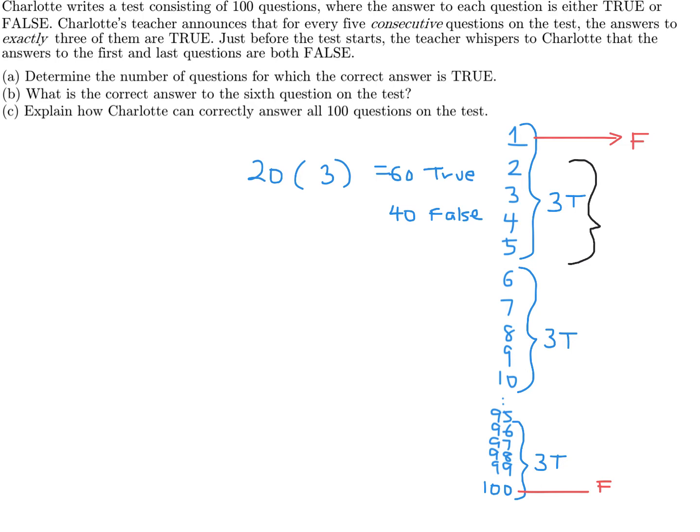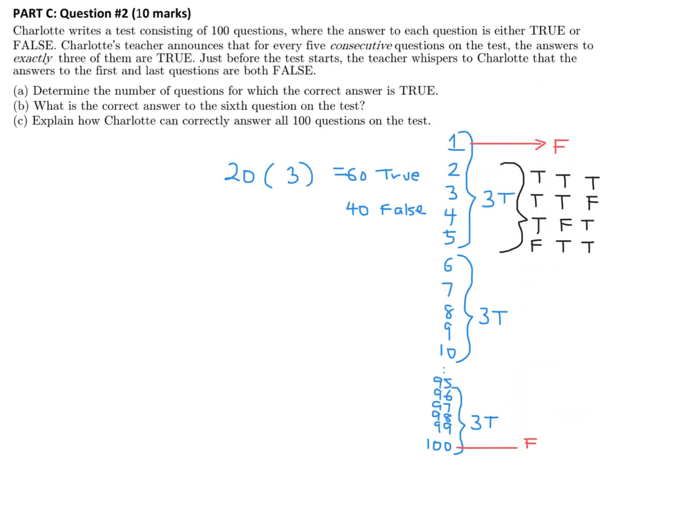And of course, there's several ways of doing that. There's true, true, true, false. That's one way. There's true, true, false, true. There's true, false, true, true. And then I guess the other way would be to make the first one false, so it'd be false, true, true, true. These are the scenarios to satisfy the fact that 5 consecutive questions have at least 3 trues in them.